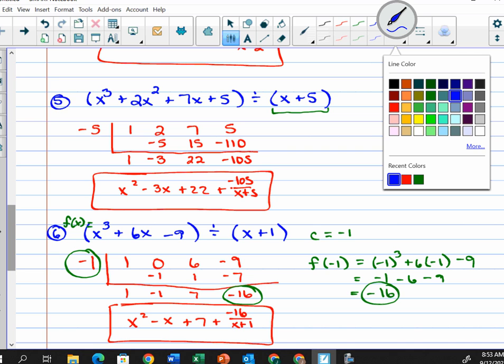So let's say number 5 there. If we'd gotten a remainder of 0 instead of negative 105, then x plus 5 would have been a factor of that x cubed plus 2x squared. Okay? Vaguely coming back. All right. So we're going to use this to actually do some factoring.